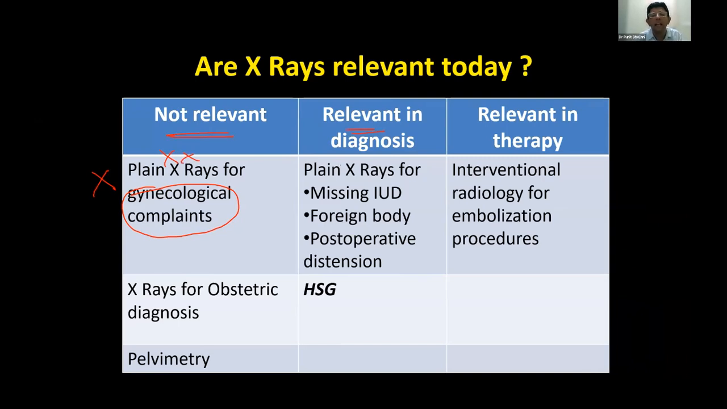Okay, when are they relevant? In case of a missing IUD or a foreign body, or if there's post-operative distension. Of course, interventional radiology embolization procedures are very much relevant, but that is for a completely different set of topics. What X-rays are mainly helpful for is the HSG and occasionally pelvimetry. Some old-timer examiners may ask you about it, though we don't do pelvimetry X-rays. That's why I also got one X-ray with that, where they may show you the pelvimetry X-ray.